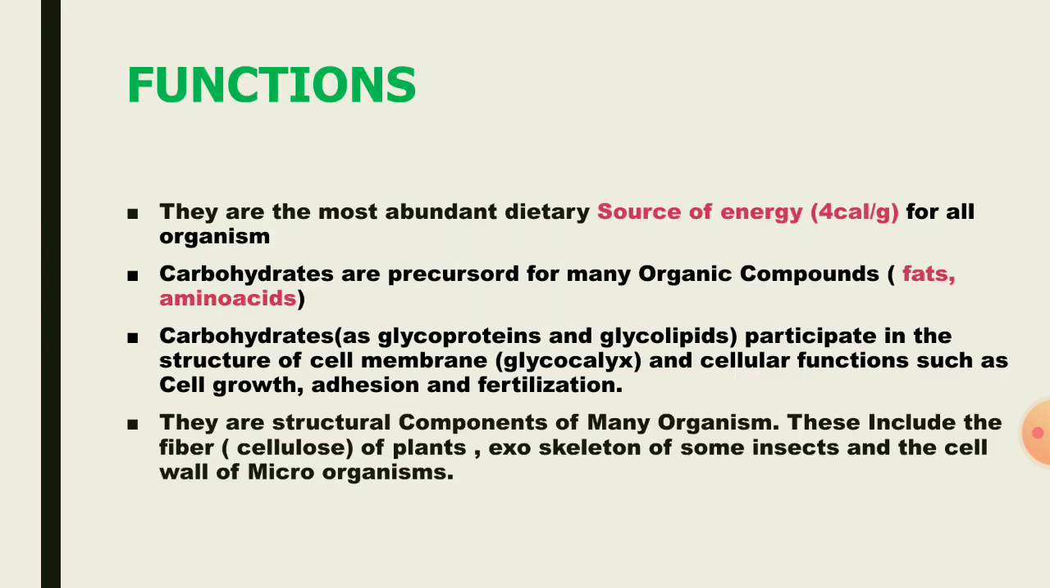Next, functions. They are the most abundant dietary source of energy. They produce 4 calories per gram. Carbohydrates are precursors for many organic compounds such as fats and amino acids. Carbohydrates participate in the structure of cell membranes and in cell functions such as cell growth, adhesion, and fertilization. They are structural components of many organisms, including the fibers of plants, which is called cellulose, the exoskeletons of some insects, and the cell walls of microorganisms.